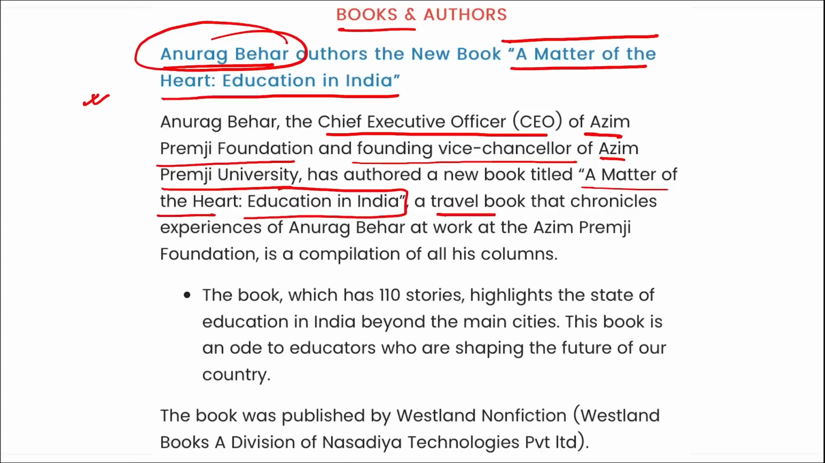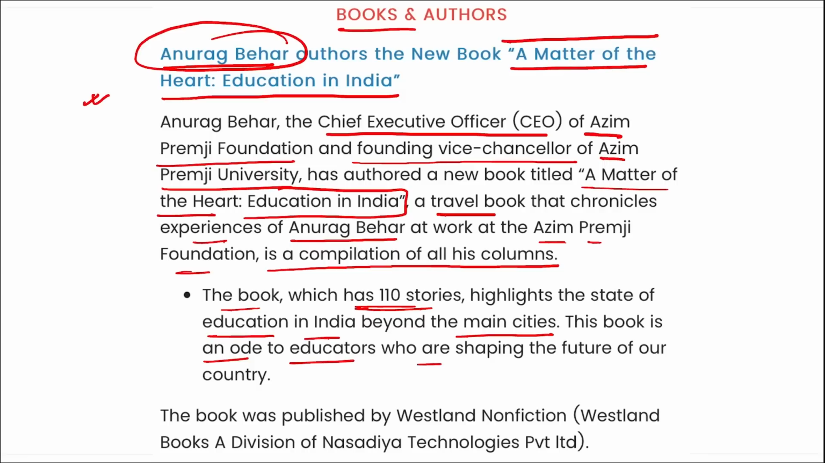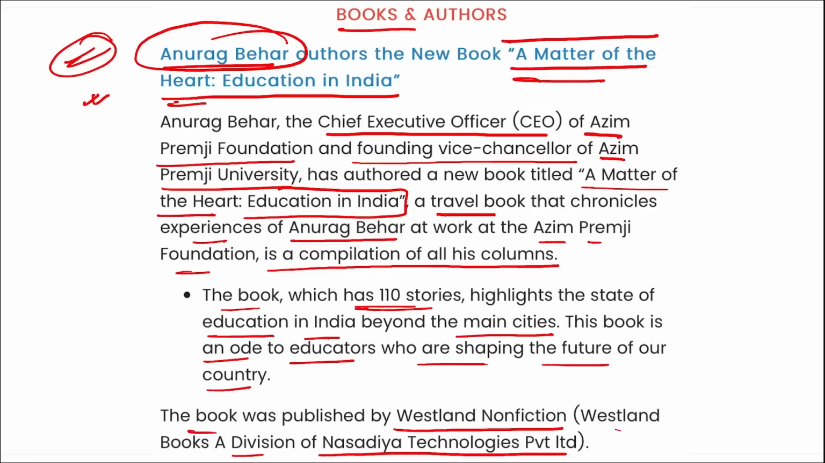It is a book that chronicles the experience of Anurag Behar at work at the Azim Premji Foundation. It is a compilation of all his columns. The book, which has 110 stories, highlights the state of education in India beyond the main cities. The book is an ode to educators who are shaping the future of our country. It was published by Westland Books, a division of Nasdaq Technologies Private Limited. So coming back, remember Anurag Behar is the author of the new book A Matter of the Heart: Education in India.